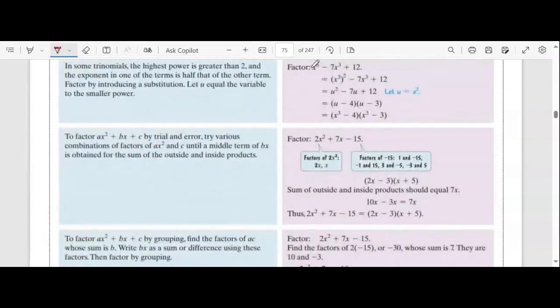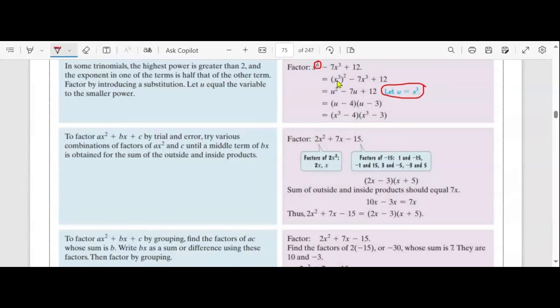x to the power of 6 minus 7x to the power of 3 plus 12. Do we have a greatest common factor? No. But because the exponent here is a big number, we try to make it easy. So we're going to say, let u equal what? x cubed.